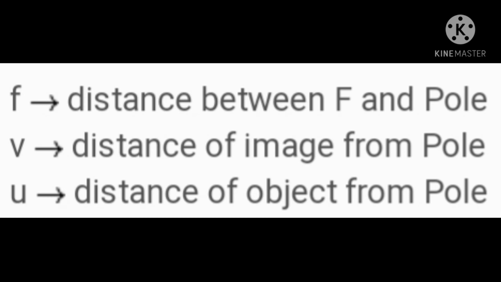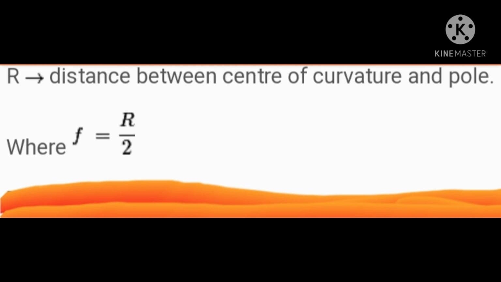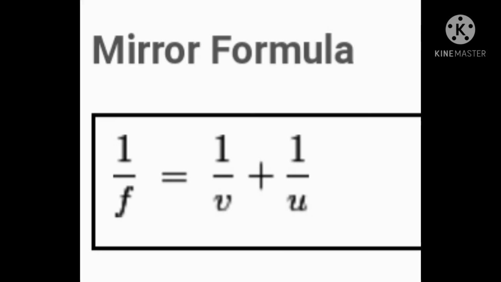And this v is the distance of the image from the pole. This u is the distance of the object from the pole. And what is R? Capital R is the distance between the center of curvature and the pole. In the previous class also we discussed that small letter f is equal to capital R by 2. This relationship we also did, and this is the mirror formula. That means the mirror formula is 1 by f is equal to 1 by v plus 1 by u.